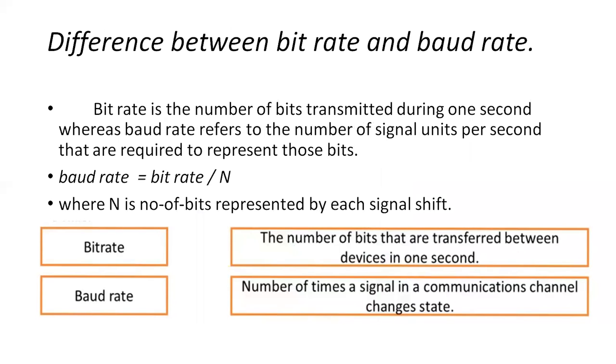What is the difference between bitrate and baud rate? Bitrate is the number of bits transmitted during one second, whereas baud rate refers to the number of signal units per second that are required to represent those bits. Baud rate is given as bit rate divided by n, where n is the number of bits represented by each signal shift.